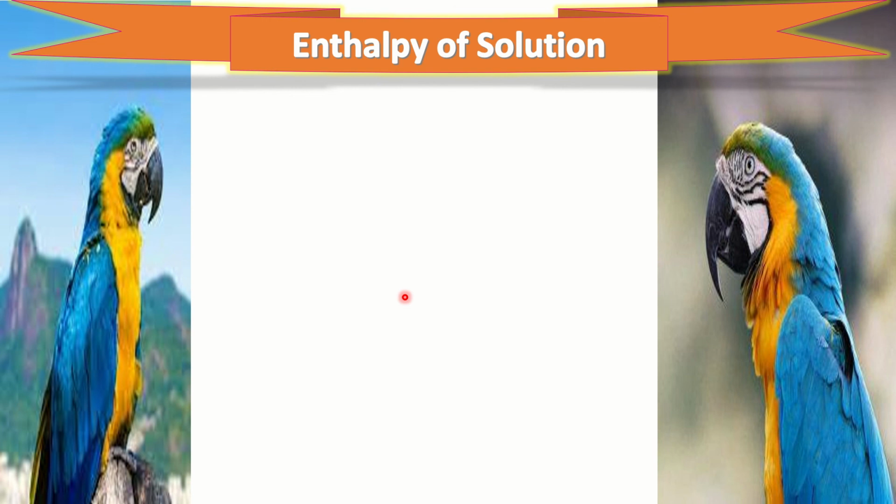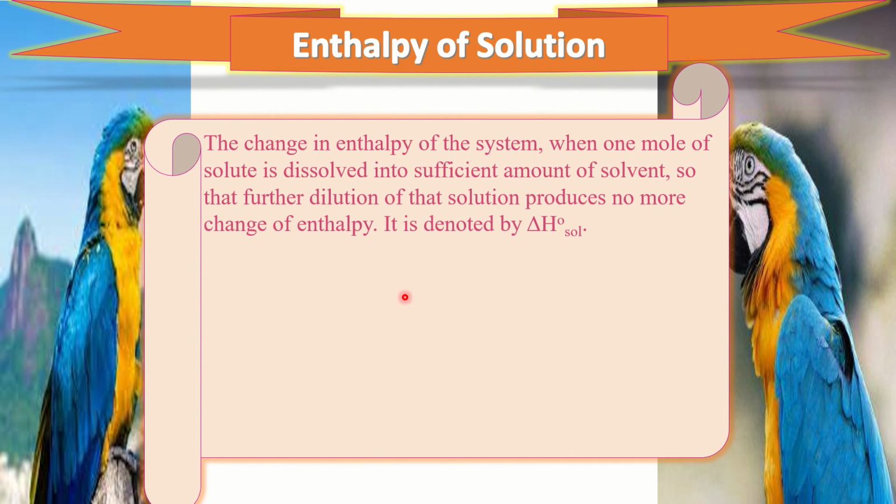Here all these are dissolution processes, and the heat energy that is absorbed or released is called enthalpy of solution. So what is enthalpy of solution? The change in enthalpy of the system when 1 mole of solute, look here, 1 mole of solute is dissolved into a sufficient amount of solvent. The amount of solvent is not fixed, but it should be sufficient, so that further dilution of that solution produces no more change of enthalpy. It is denoted by delta H solution.